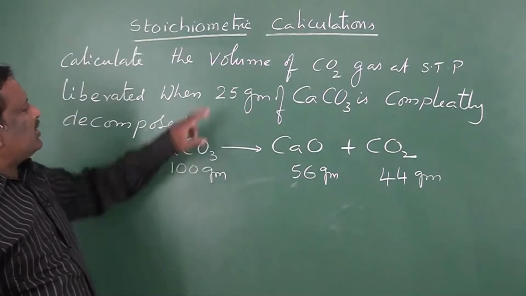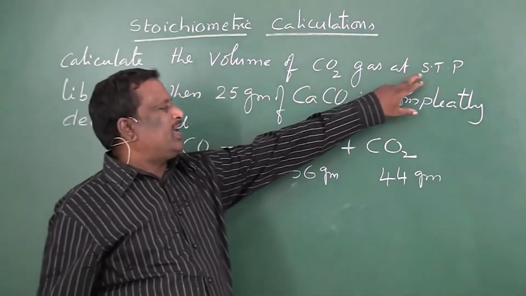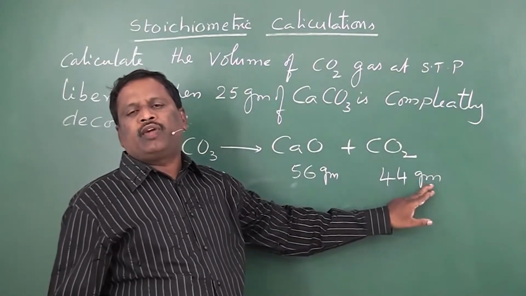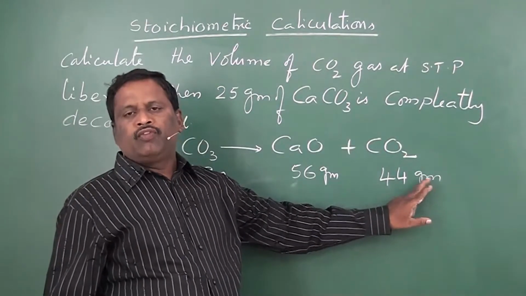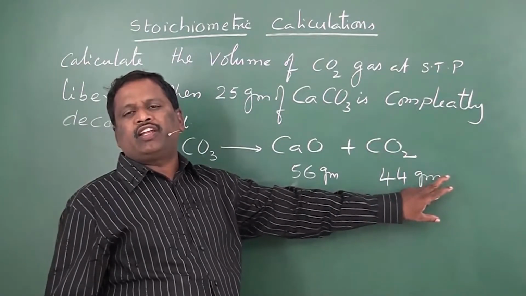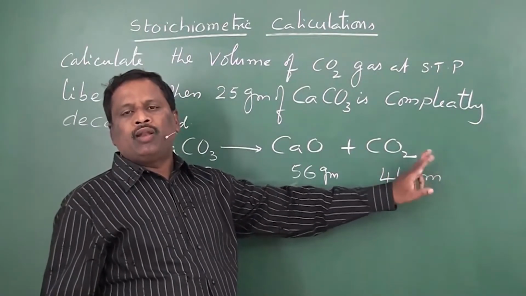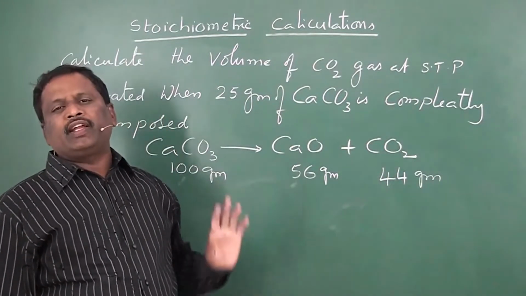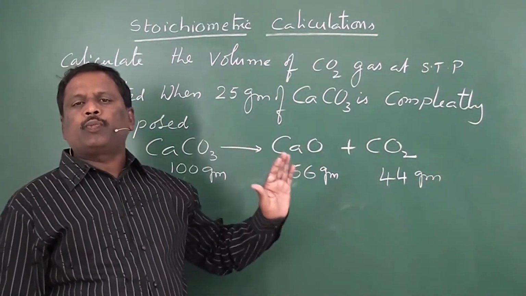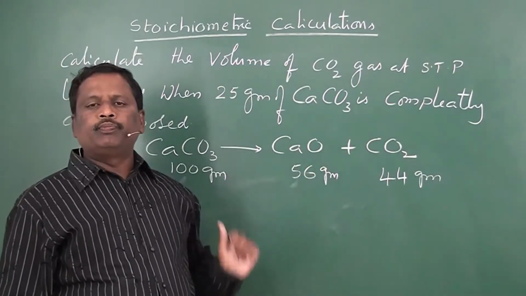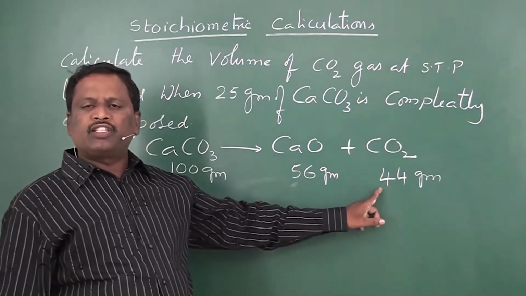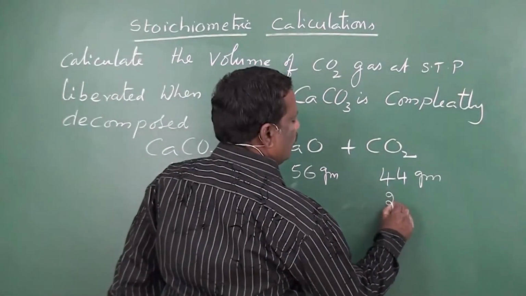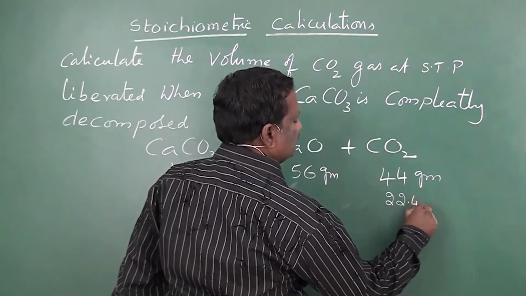But in this problem they are asking the volume of CO2 gas at STP. 44 is the molecular weight of CO2. 44 grams is the gram molecular weight of CO2, or 1 mole of CO2. So 1 mole of CO2 at STP conditions will occupy 22.4 liters volume. Now this 44 grams of CO2 at STP occupies 22.4 liters.